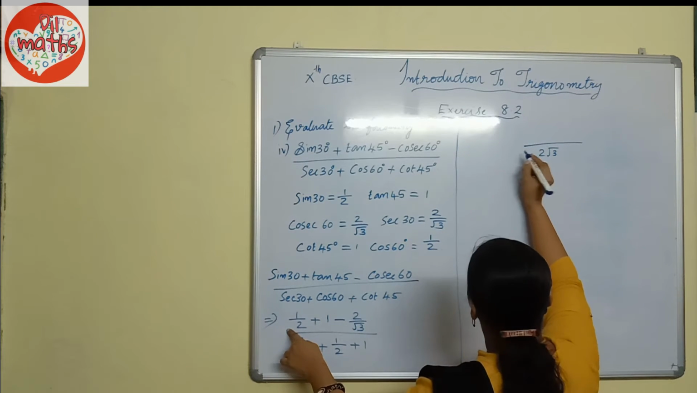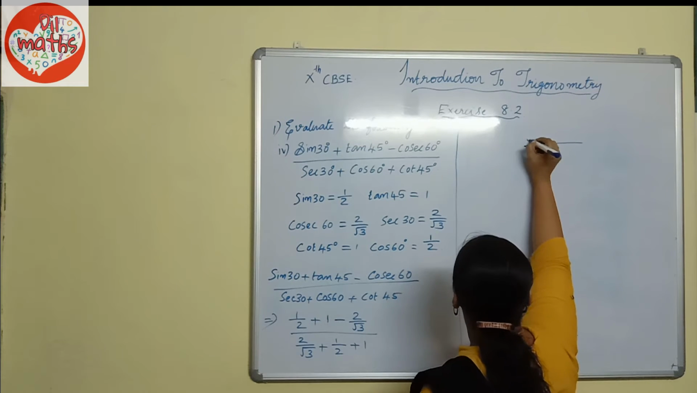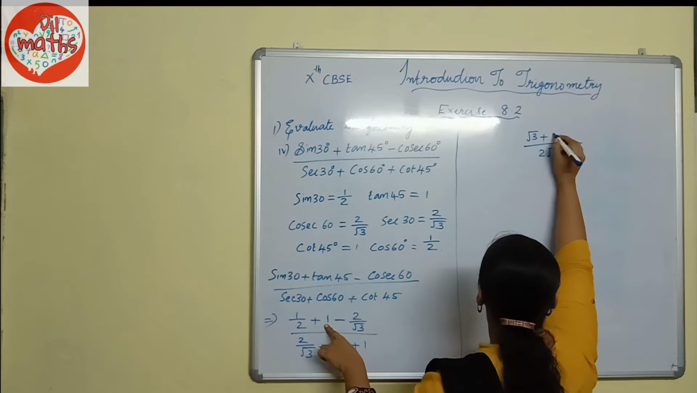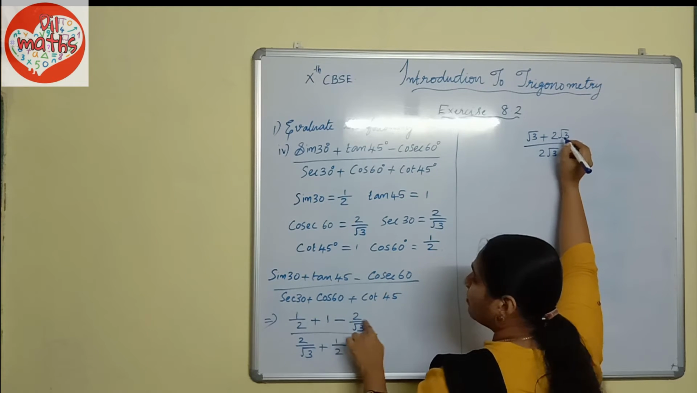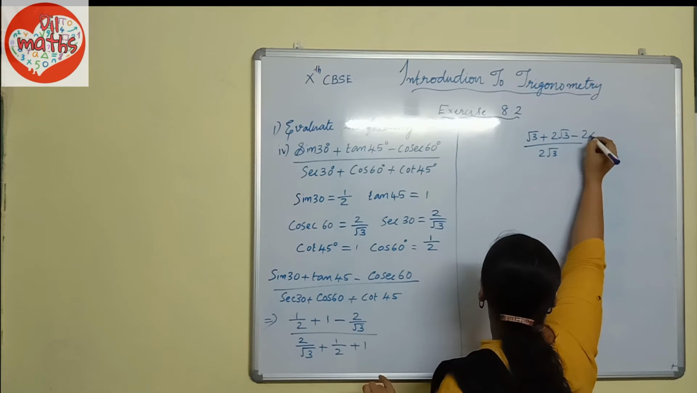So what will come in the numerator? Here 2 is there in the denominator, so root 3 will be there in the numerator, isn't it? Plus here will come 2 root 3 minus 2 into 2, isn't it? 2 into 2 will come.